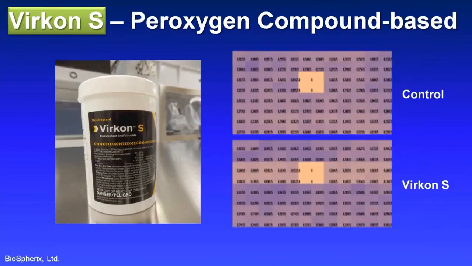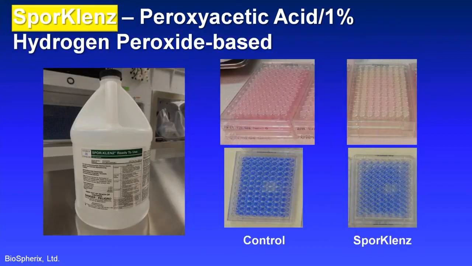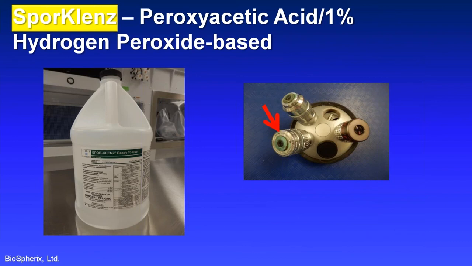Vercon S is a peroxygen compound-based tablet. The heat map of the crystal violet assay showed that cells exposed to Vercon S had the same cell viabilities as those in the control group. Next, I'm going to introduce Spore Cleanse, which belongs to the manageable risk group. Spore Cleanse is a peroxyacetic acid plus 1% hydrogen peroxide-based sporicide. As you can see, it indeed showed fume-induced cytotoxicities, and intensive use can also cause corrosion on certain instruments, like the microscope lens shown here.